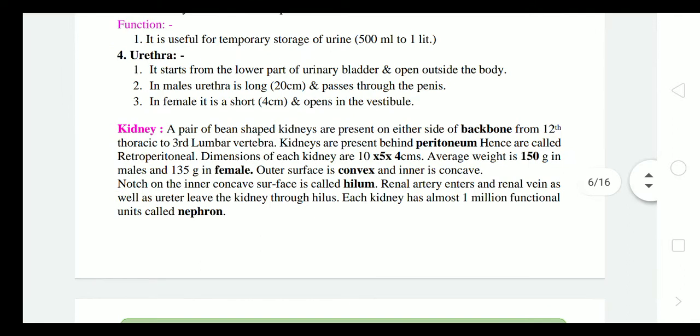Function: it is useful for temporary storage of urine, that is 50 ml to 1 liter. That's why it is a highly muscular part, and tensile, that means it can increase its capacity to store. Urethra starts from the lower part of the urinary bladder and opens outside the body. In males, urethra is long, 20 centimeter, and passes through the penis. But in females, it is short, 4 centimeter, and opens in the vestibule.